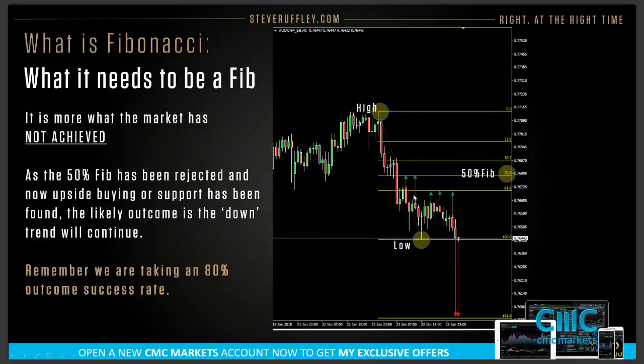But it's not really working, is it? So if you're trying to buy back to that 50% and it keeps rejecting, the first thing you do is you stop buying it. When you see a good hard bounce off a level, which you haven't really seen off the 61.8, you're looking for a good hard bounce like here. So this would be your indication.